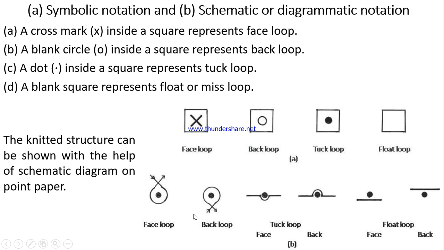Technical face, technical back. So this schematic diagram is more versatile in terms of presenting the technical face and technical back of the knitted fabric, because the appearance of knitted fabric is different in face side and back side. So it is required to mention which type of side, technical face or technical back, you are presenting. In that sense, there is a limitation with the symbolic notation, because in the symbolic notation there is no provision of mentioning the technical face and technical back, whereas it is possible by the schematic or diagrammatic notation.